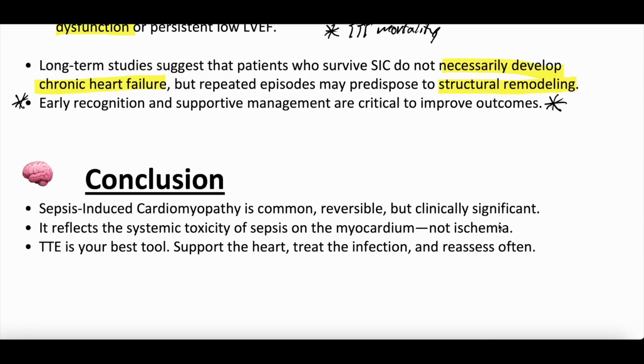And then echocardiogram is your best tool. Use echocardiogram, support the heart, treat the infection, reassess often. These are all crucial concepts. All right, hopefully that was interesting. More advanced lecture on sepsis-induced cardiomyopathy. Super interesting topic, something there's probably going to be a lot more work on in the coming decade, and we'll know more, so stay tuned.